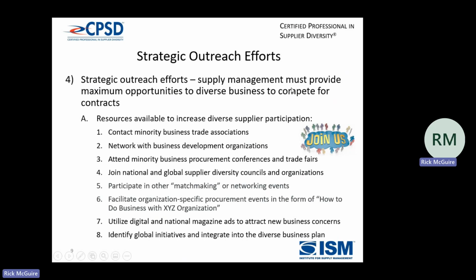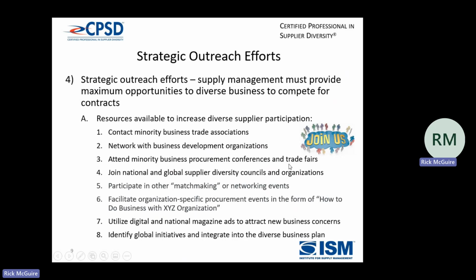Strategic outreach efforts. Supply management must provide for maximum opportunities for diverse suppliers to compete for contracts. You've got to give them maximum opportunity, otherwise you might not end up with many. Resources available to increase diverse supplier participation: minority business trade associations, and networking with business development organizations. This is for finding sources.